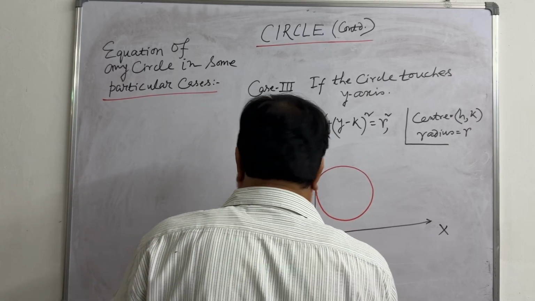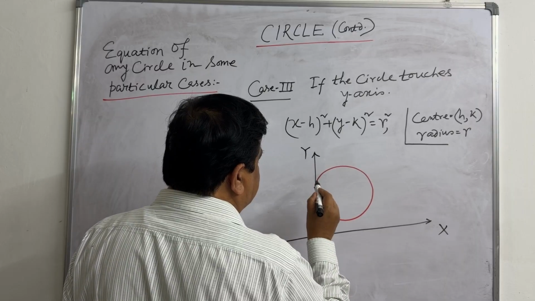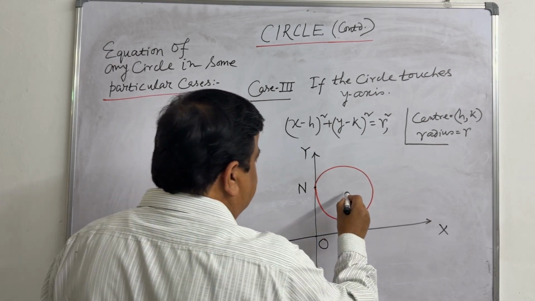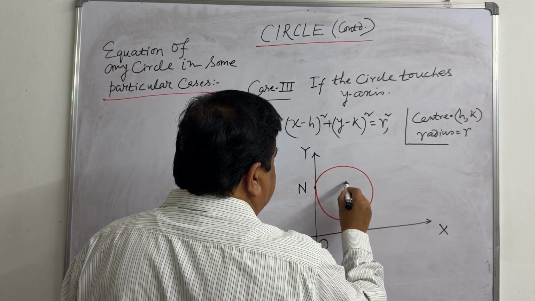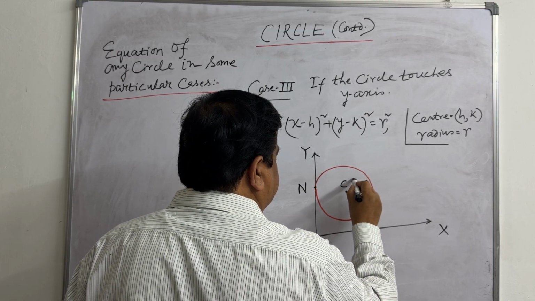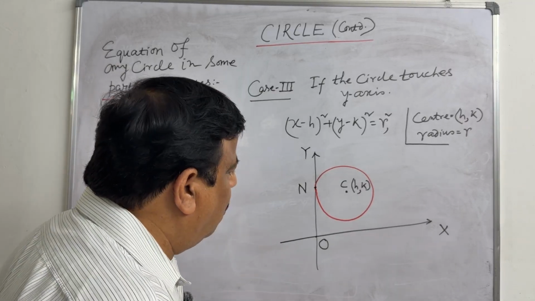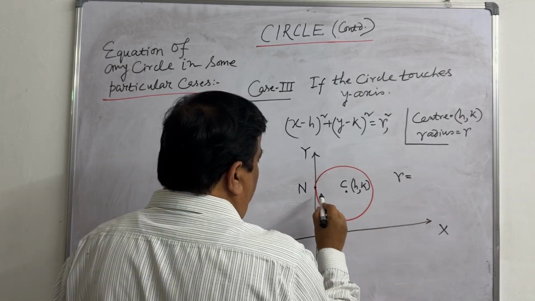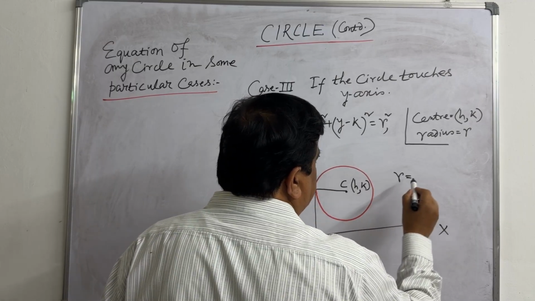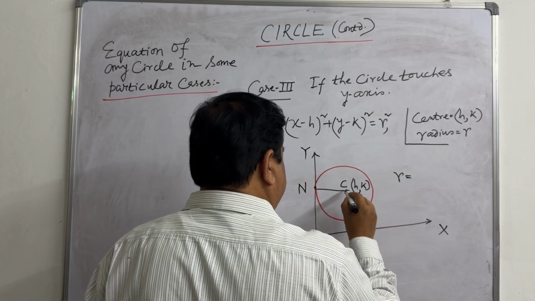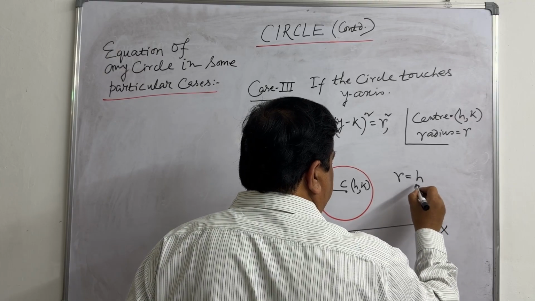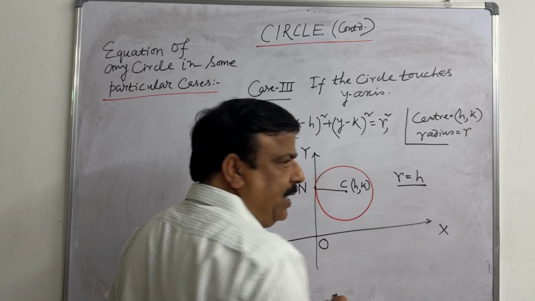This is the circle. Say this point is N, it is on the y axis, and the center of the circle, say C, has coordinates (h, k). Now what will be the radius of the circle? If you join C to N, obviously this is the radius, so this is equal to h. Agree?